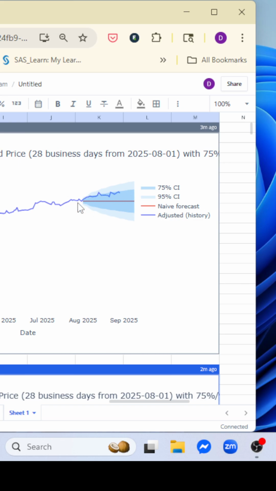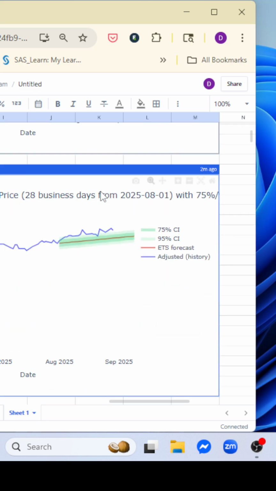You can see the predictive value here, but then you can see these two values here. This is the confidence interval. So you can see that the actual adjusted price is on the borderline between a 75% confidence interval and a 95% confidence interval. So that's not too bad for a really basic type of adjustment.